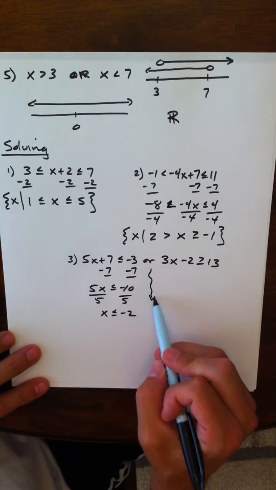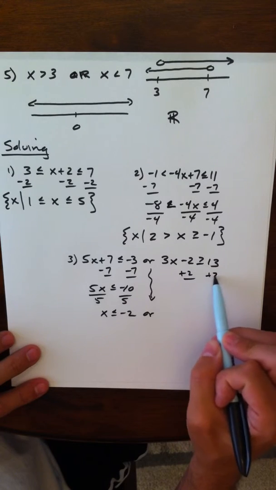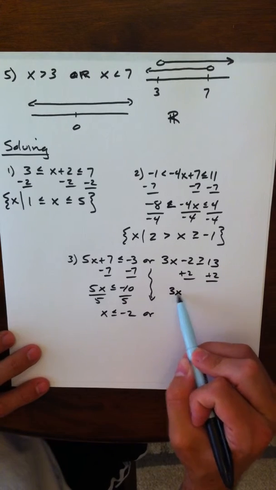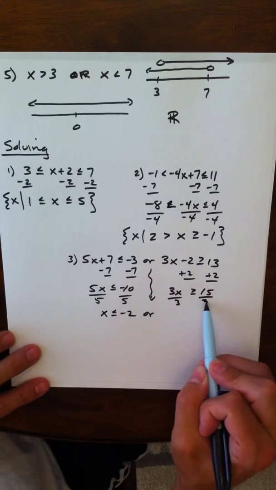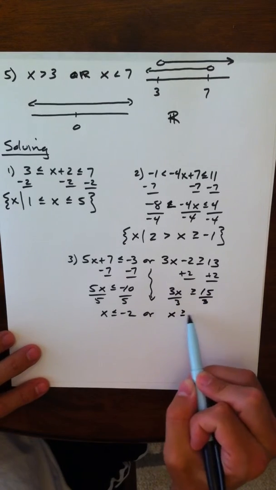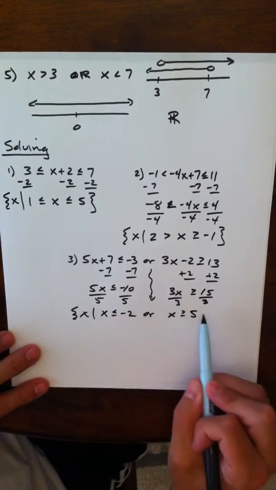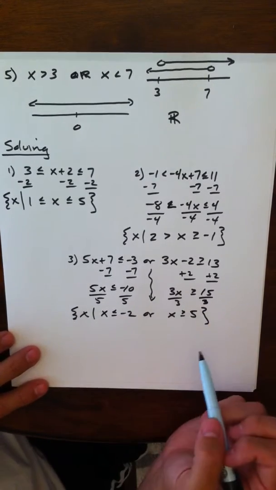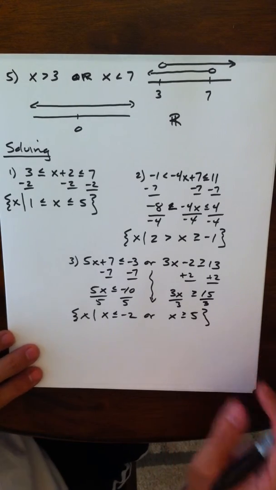Now don't forget this. Write the word or. Add 2. Divide by 3. And there you go. All values of x such that x is less than or equal to -2 or x is greater than or equal to 5. And that's it for compound inequalities.